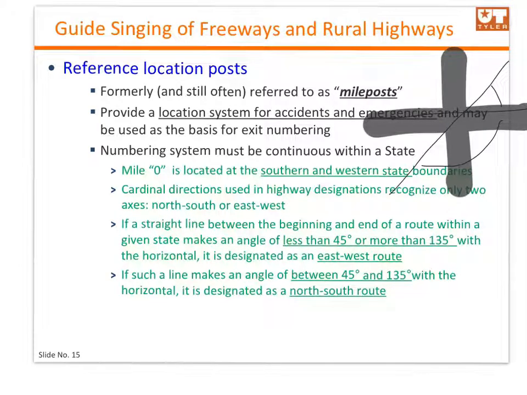If I draw another intersection, this is north, south, east and west, and if such a line makes an angle between 45 and 135 degrees, so it's more than 45 degrees, something like this, so this angle here is way more than 45 degrees, then this is going to be considered a north-south route.